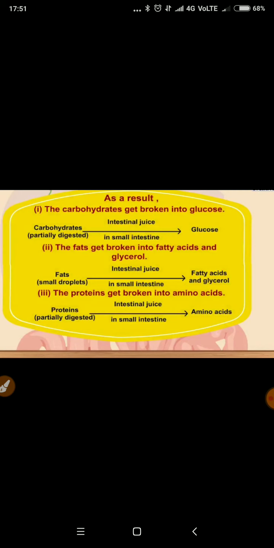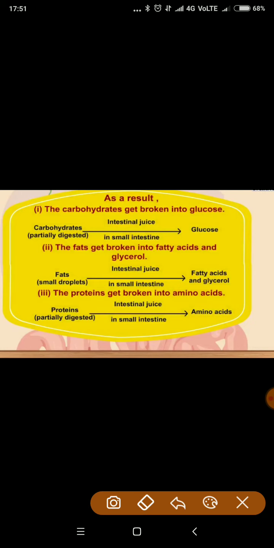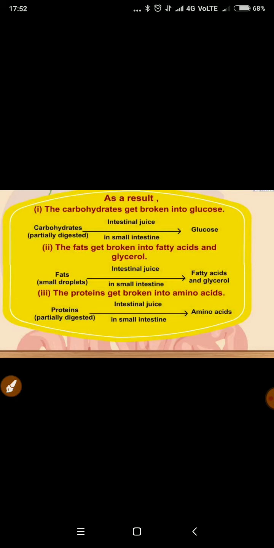I hope it must be clear to you. कार्बोहाइड्रेट को ग्लूकोज में कन्वर्ट करने में कौन हेल्प करता है? इंटेस्टाइनल juices. So all these processes are going on in intestinal juices and carbohydrate, fats and proteins are getting converted into glucose, fatty acid, glycerol and amino acids.